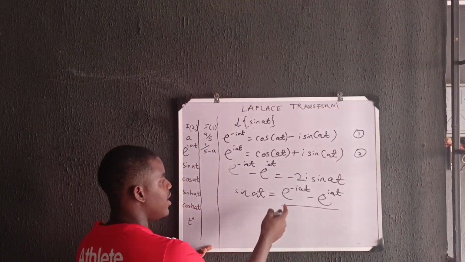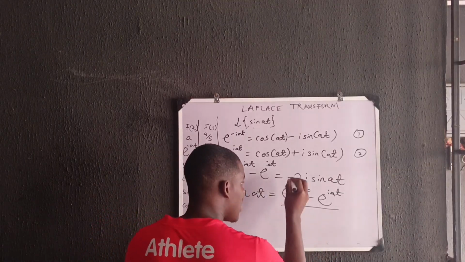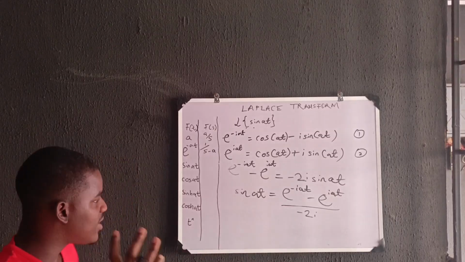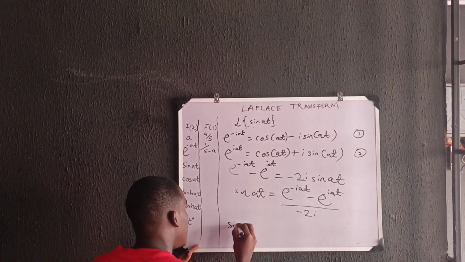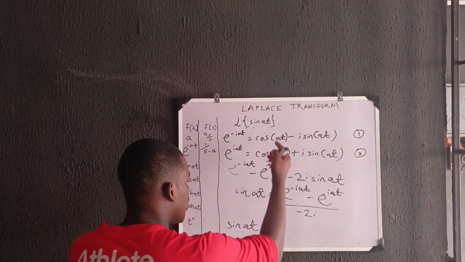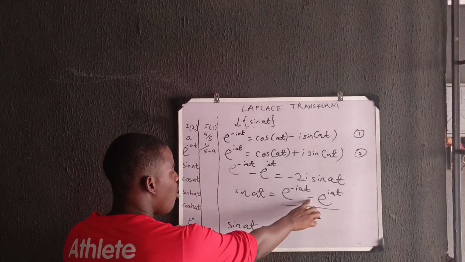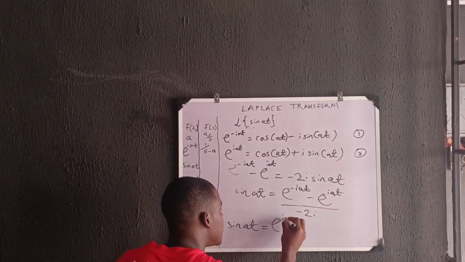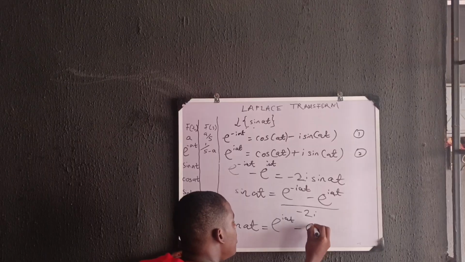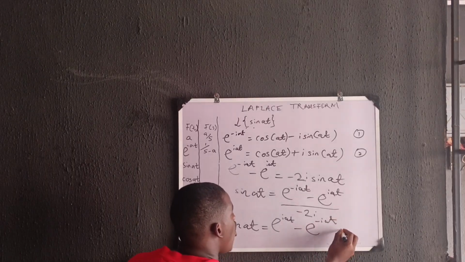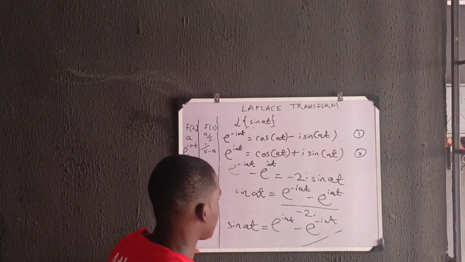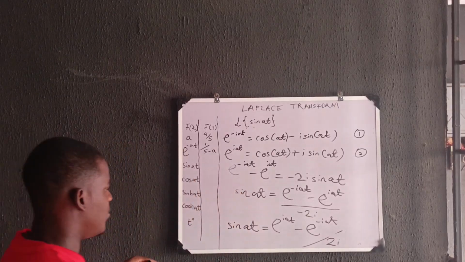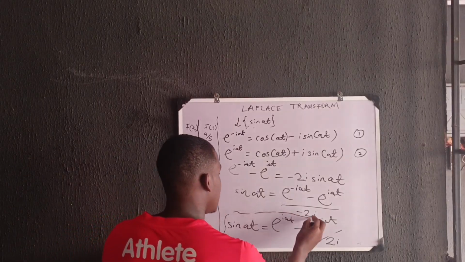So you know it's an a that I said here. All over what? 2i. That's negative 2i. But let's twist this. I don't like seeing that negative there. So let's take the minus to the top. This will become positive and this will become negative, right? So it will now be e to the iat minus e to the negative iat all over 2i. This is our formula for sine at.